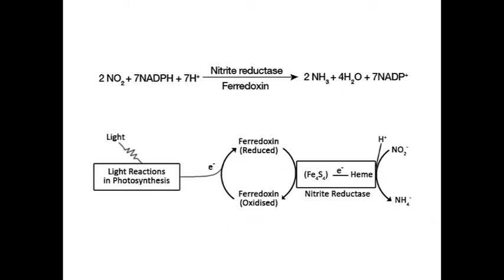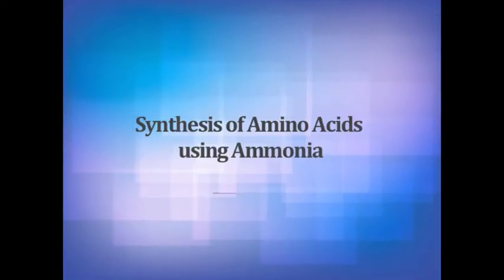In unilluminated cells, FAD serves as an electron donor instead. The reduction of nitrite ions by nitrite reductase results in the formation of ammonia as the product. Let us now see the synthesis of amino acids using ammonia.